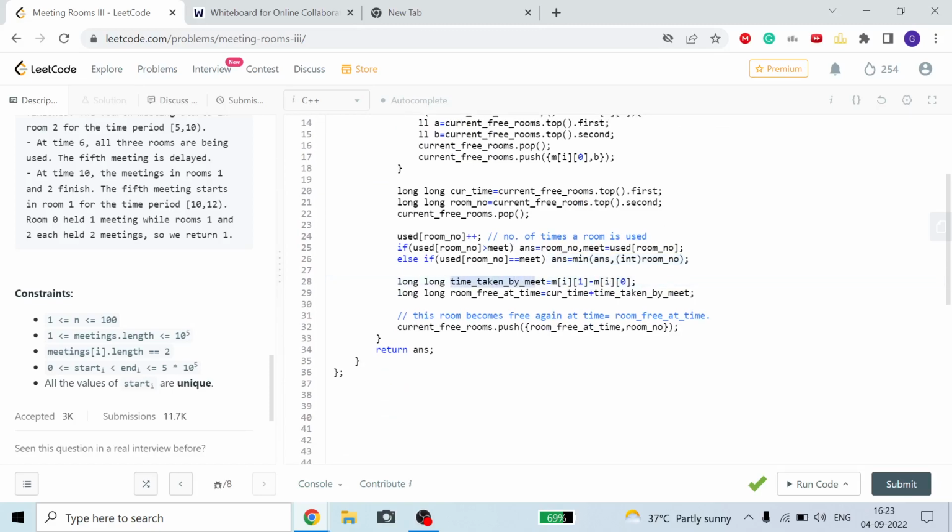Now the time taken by the current meeting is the ending time mi1 minus the starting time mi0, and our room will be free again at the time the room was provided to me plus the time taken by the meeting. So what I push back into my queue is the time the room will be free next, along with the room number of this room. And at last I just return the answer.